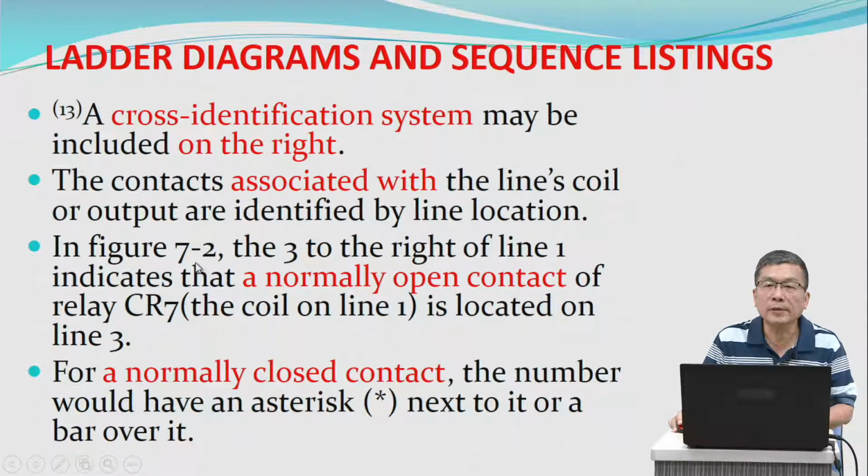In figure 7.2, the 3 to the right on line 1 indicates that a normally open contact of control relay 7, the coil on line 1, is located on line 3. For a normally closed contact, the number would have an asterisk next to it or a bar over it.